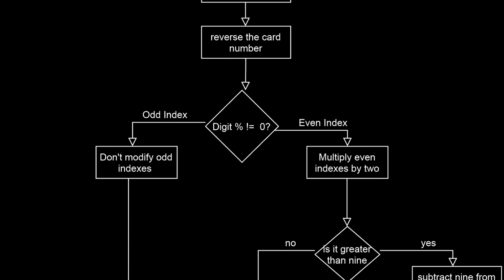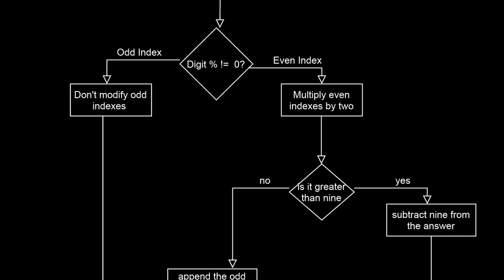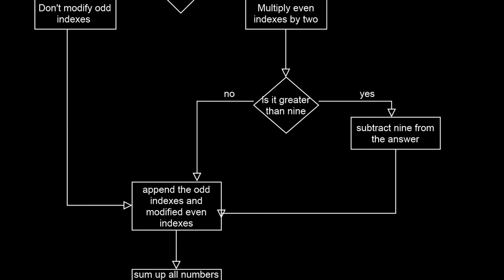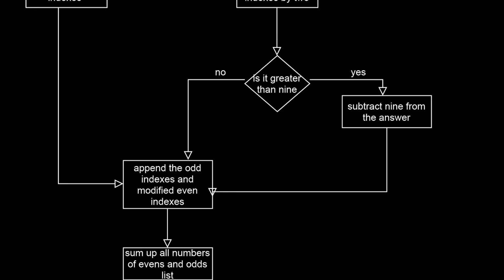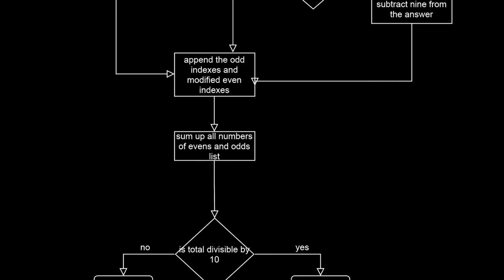And for the reversed card number and for the odd indexes, we don't modify them. And for the even indexes, we multiply by 2. And if the multiplication is greater than 9, we subtract 9 from the answer. And if it's not greater than 9, we continue with appending the odd indexes and modified even indexes. That's where they all 3 meet.